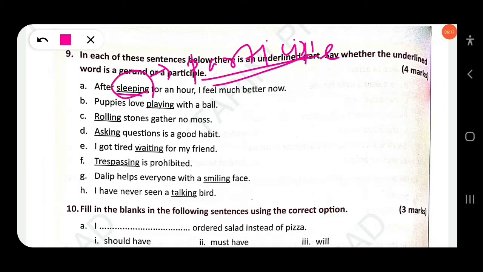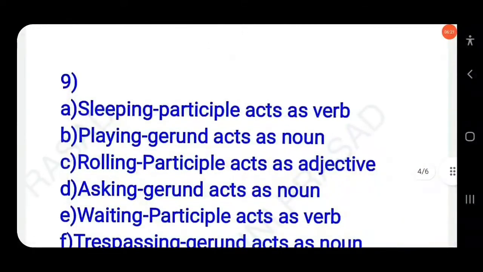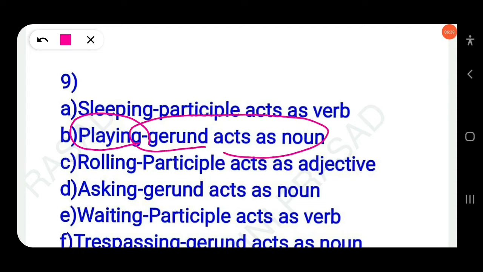Puppies love playing with a ball. So here, love what? Playing. This is a gerund. Playing acts as a noun in the sentence. Puppies love what? The object, playing. That means the gerund acts as a noun.